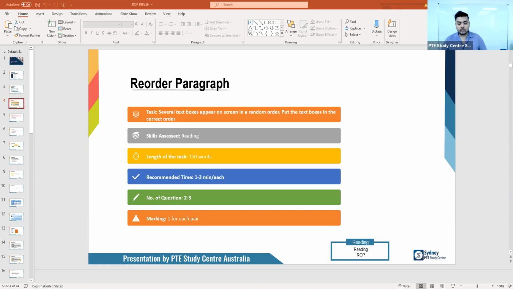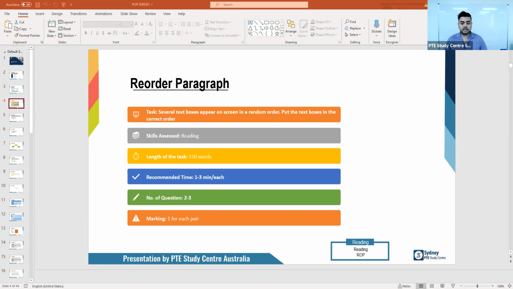And we will also talk about what pair means. So the marking criteria is 1 mark for each pair. For example, 1, 2, 3, 4, 5, 6. There are 6 sentences, which means there are 5 pairs. If you start from A, B, C, D, E, F, then A and B are 1 pair, B and C are 1 pair, C and D are 1 pair, D and E are 1 pair, and E and F are 1 pair. It means there are 5 pairs.